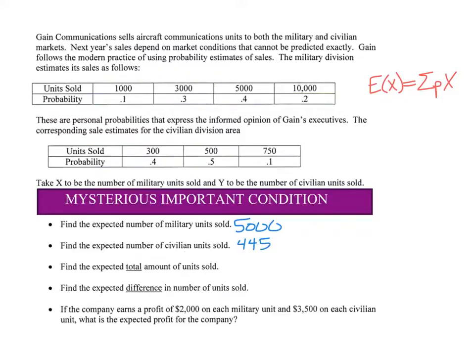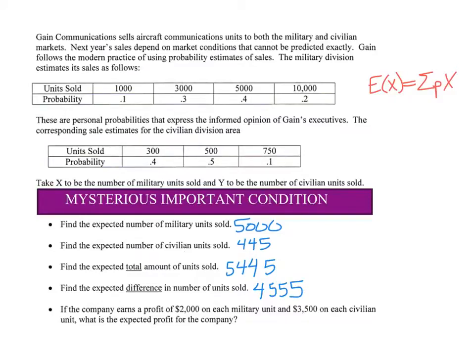Find the expected total amount of units sold. Well, I think you could probably guess. If we expected to sell 5,000 military units and 445 civilian units, we're planning on selling a total of 4,445 units. Find the expected difference. Well, again, if we expect to sell 5,000 military and 445 civilians, we subtract, we say, well, we expect that difference to be 4,555 more military units than civilian.